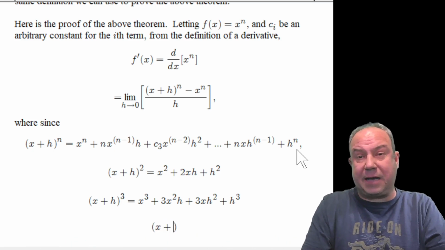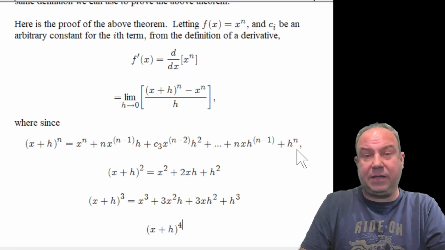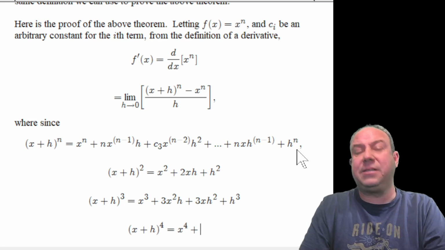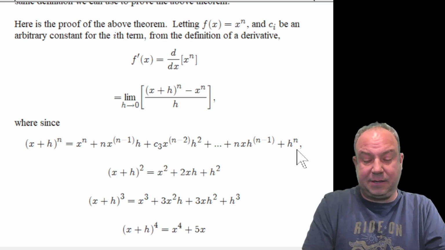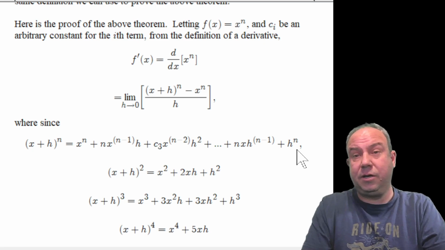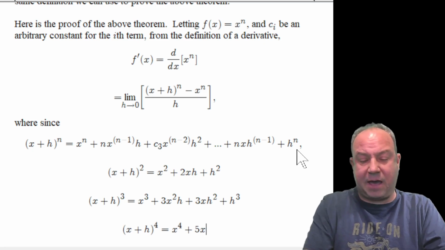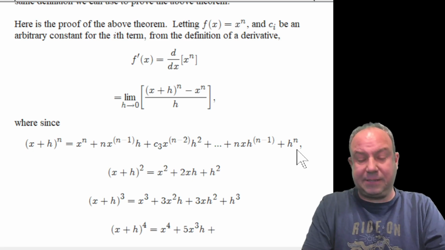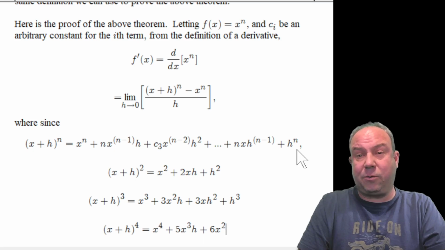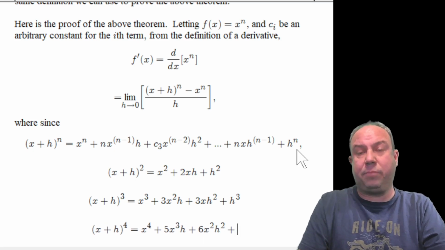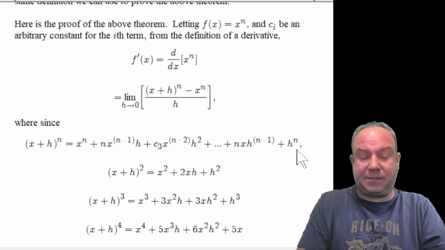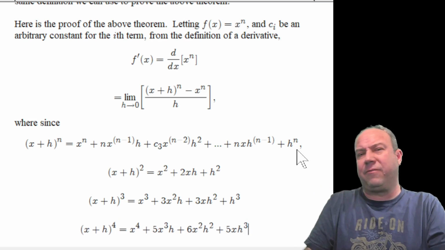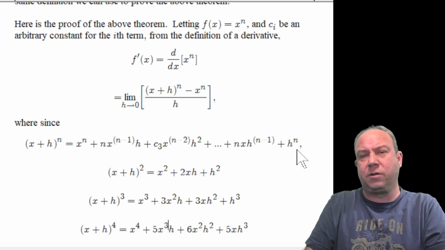For x plus h raised to the fourth power, it would be x raised to the fourth power plus, well, careful there, 5x cubed times h plus 6x squared h squared plus 5x h cubed. Careful, those aren't 5s. Those should technically be 4s. My mistake.